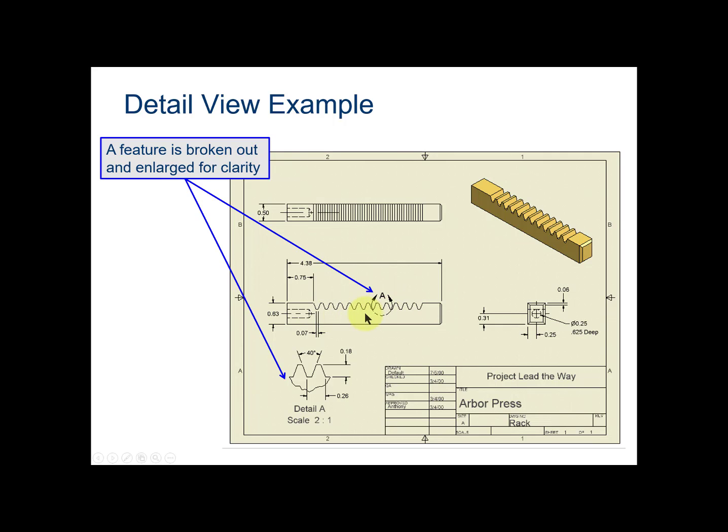But if you blow this thing up, you're going to run out of paper, and then everything gets big. So what you do is you use a detail view, and you can just take a little circle and move it over here. And this time it's been scaled up by 2 to 1. Could go higher if you like. And therefore we have a little more room to specify that the angle here is 40 degrees. The pitch of the teeth is 0.26 inches from here to here, and the height is 0.18. So this is a detail view.